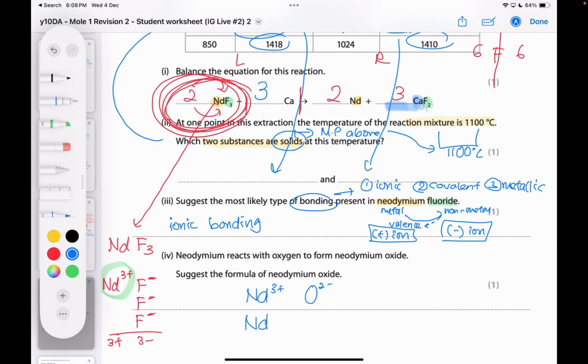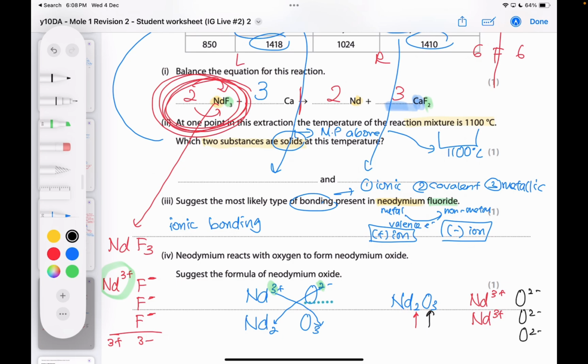For those of you who prefer the crisscross, we're just going to crisscross the number, right? And we're going to make sure we crisscross all the way to the bottom. Your final formula will be Nd2O3. And what this basically means, for those of you who are more visual in learning, is Nd3 plus, there are two sets of this, and for your oxide, there are 3 sets of oxide.